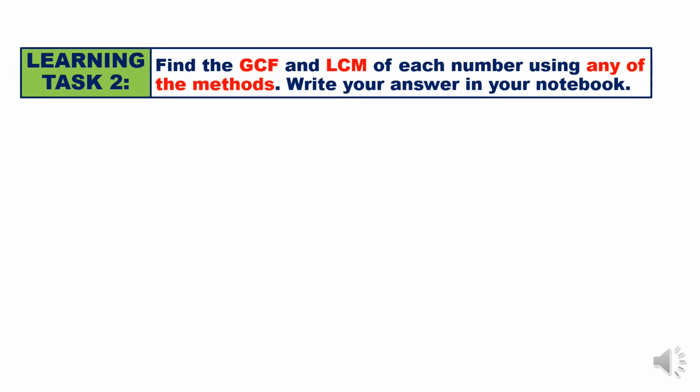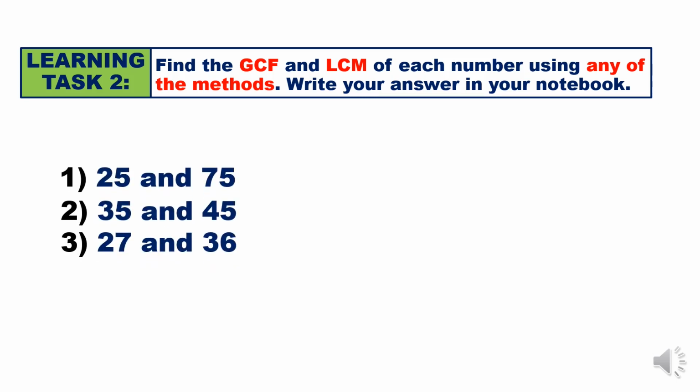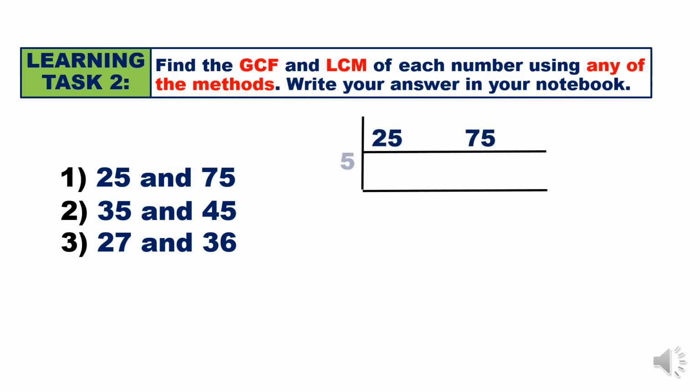Para naman sa learning task 2, find the GCF and LCM of each number using any of the methods. Write your answer in your notebook. For number 1, 25 and 75, gamitin natin ang continuous division. 25 and 75. Ito ay divisible ng 5. 25 divided by 5 equals 5. 75 divided by 5 equals 15.